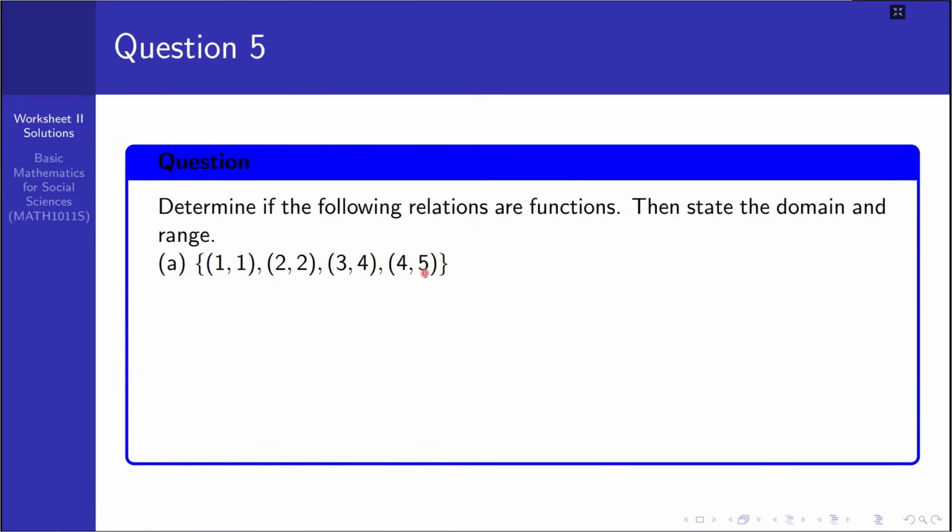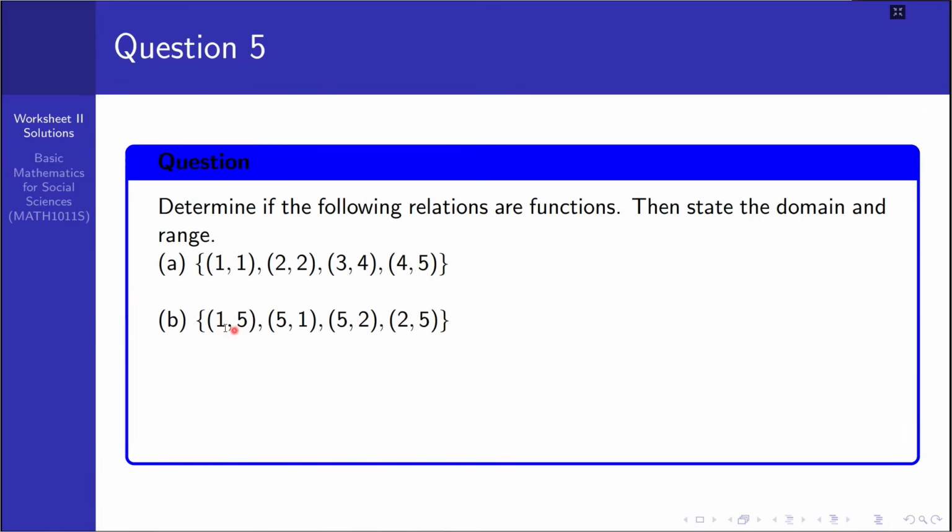elements of this function. The second one, B: 1 5, 5 1, 5 2, 2 5. This is not a function because of the existence of these two elements 5 1 and 5 2, where 1 and 2 are different, therefore this is not a function.